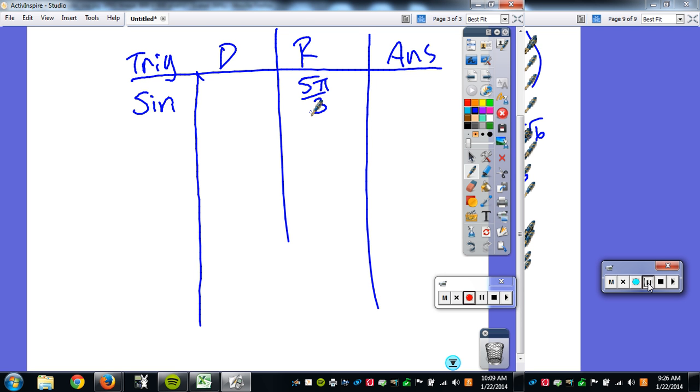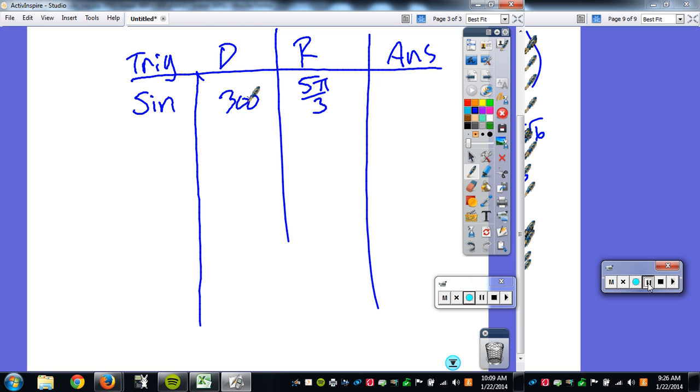Okay? So that's what they give you. Sine, and then they give you 5 pi over 3. So what do you think they're asking for right here? What angle, or what degree measurement, corresponds with 5 pi over 3? 300.